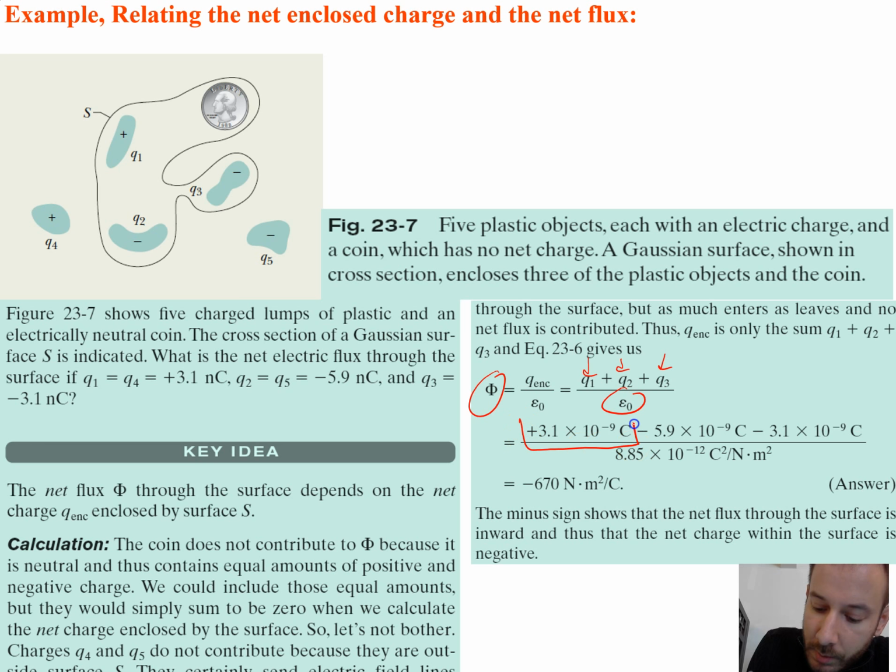They took the charge of 1, the charge of 2, and then the charge of 3, added it all together with the appropriate signs, and then divided by our epsilon naught constant. That gets us negative 670 Newton meter squared over coulombs. Now the minus sign shows that the net flux through the surface is inward. So we would expect an inward flux, which means the electric field lines have a net inward direction.